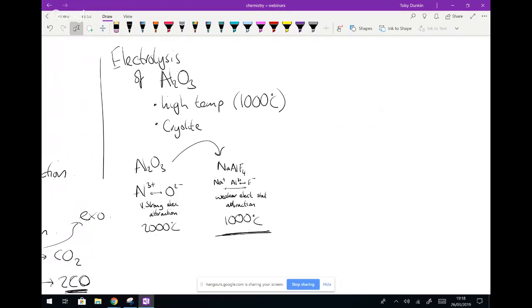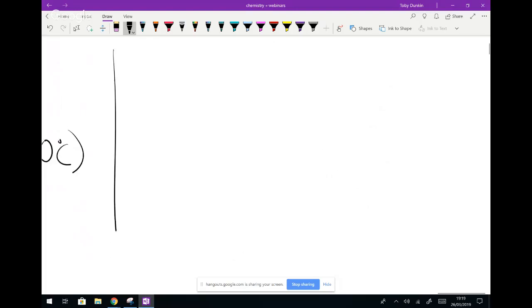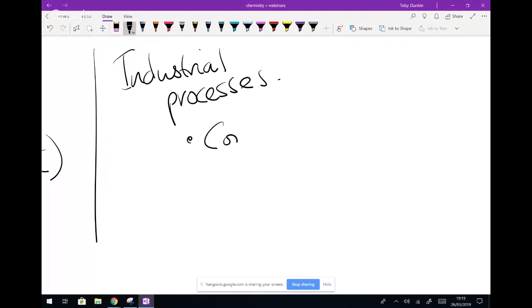Just to come back to the industrial process, I want to give you a couple of really important facts regarding industry. Industrial processes are all continuous. The opposite to continuous is batch. Continuous means non-stop. This never stops. These plants run for 10 years.